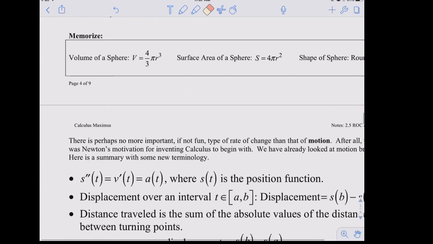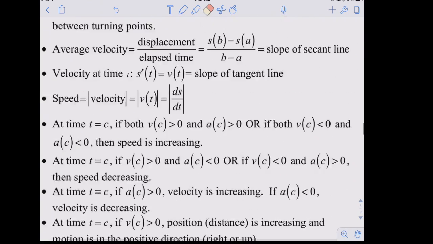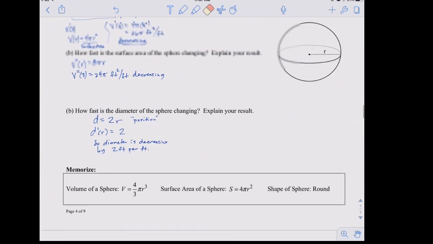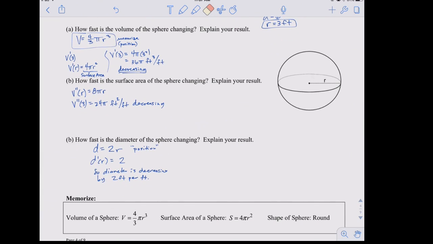Tomorrow we'll have a little quiz, and we'll pick up then where we left off with actual particle motion, which is going to get kind of interesting from here on out. After the quiz tomorrow.